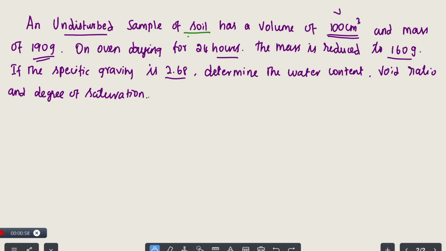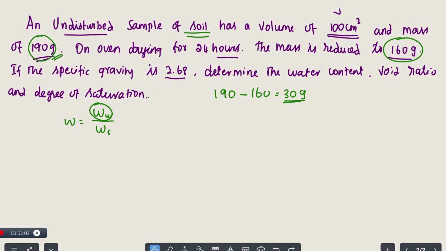So now the soil sample is placed in the oven for 24 hours. The initial weight is 190 grams, and the final weight is 160 grams, so the water will be evaporated. Now we can take water content equal to the weight of water present in the soil mass, that is, weight of water divided by weight of solids. We can find the weight of water using this: the initial weight 190 minus the final weight 160 gives 30 grams. So 30 grams of water has evaporated.